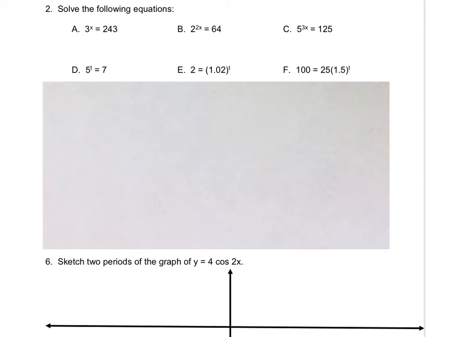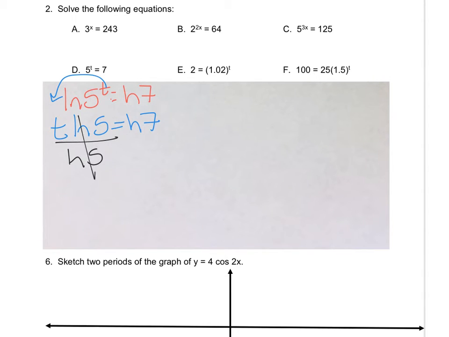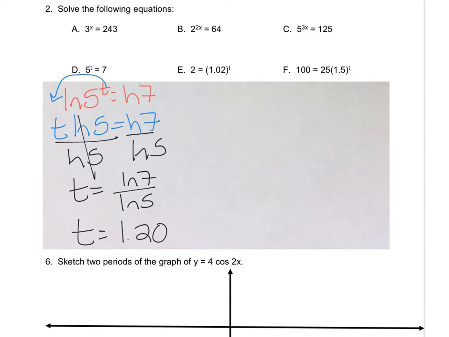And now for D, can you make 7 a power of 5? No, it's not a multiple of 5. So what we can do is log both sides. We can use a property of logarithms where the exponent becomes the coefficient. So solving, we get t is the ln of 7 divided by the ln of 5. And if you type that in your calculator, you get 1.209.